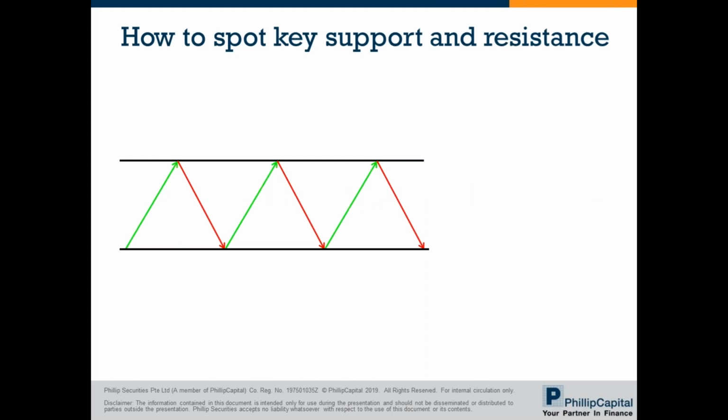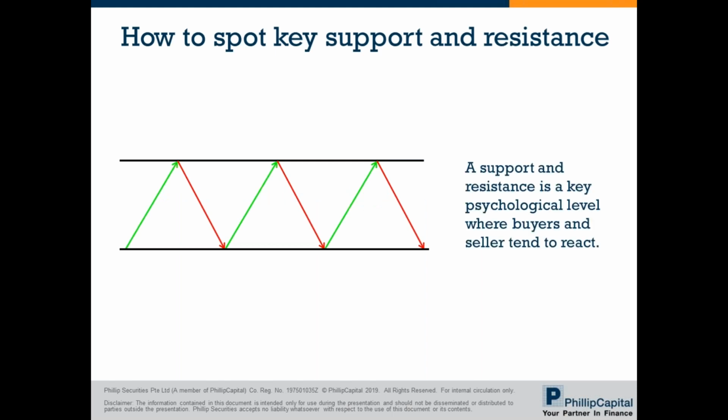So just a background of what this is about. Support and resistance is like a key psychological level where buyers and sellers tend to react. So how does this translate into your charting? Right, so you will observe an area or a level which prices tend to go towards and away from. Just like the illustration I have on the left, you can see prices are bouncing toward and away from key levels.